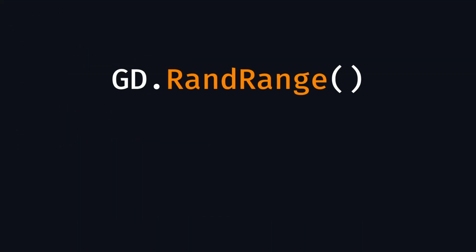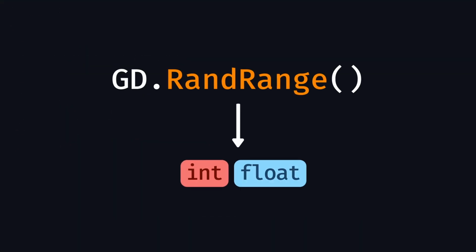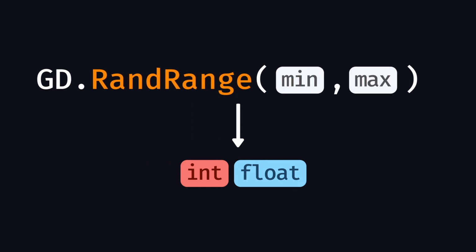Finally, the GD.RandRange can be used for both integer and floats in C#. The type of the generated result will depend on the type of the range min and max values that you pass it. In other words, if you pass in integers for the min and max bounds, you'll get a random integer in this range as a result. And here the bounds are included, so this time you would get an integer between 0 and 20, for example.